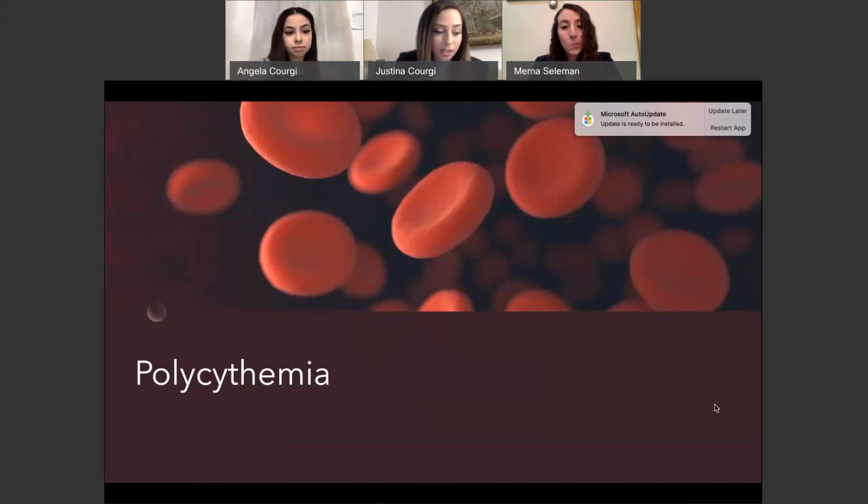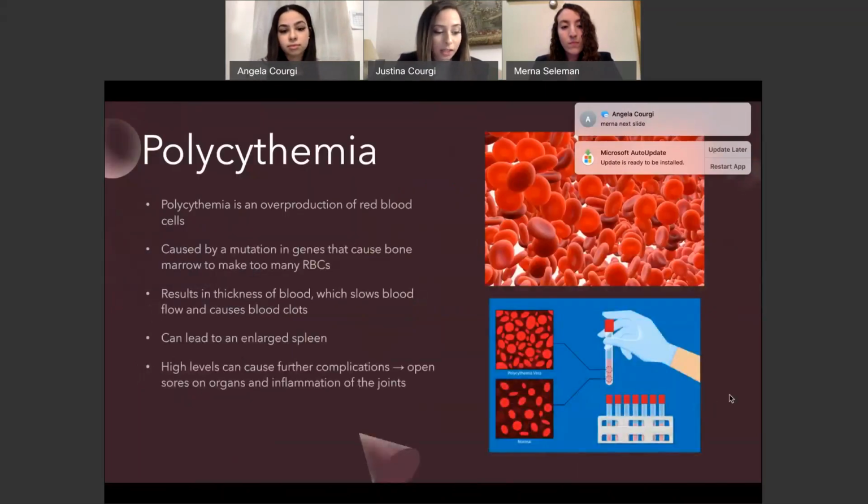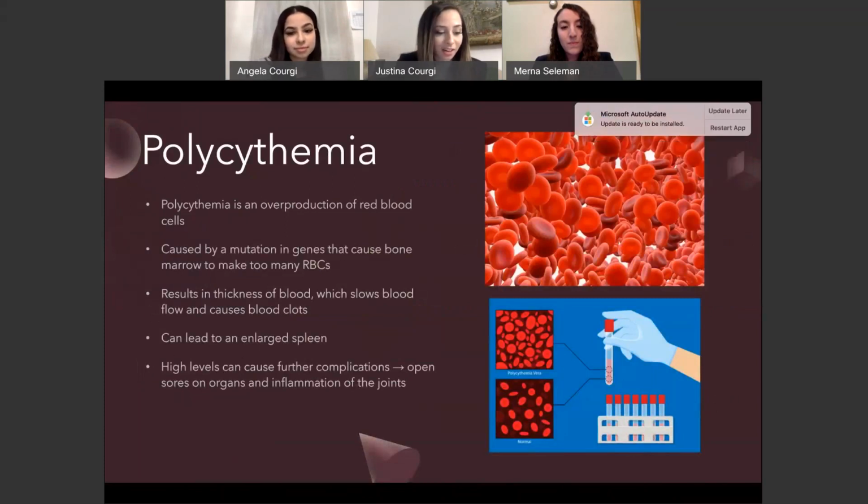Blood clots can potentially cause stroke, heart attack, or blockage in the lungs' arteries or a vein in the leg muscle or abdomen. Polycythemia can also lead to an enlarged spleen, as discussed in thalassemia. High levels of blood cells can further complicate things, such as causing open sores on the inside lining of the stomach, upper intestine, or esophagus, and inflammation of the joints.